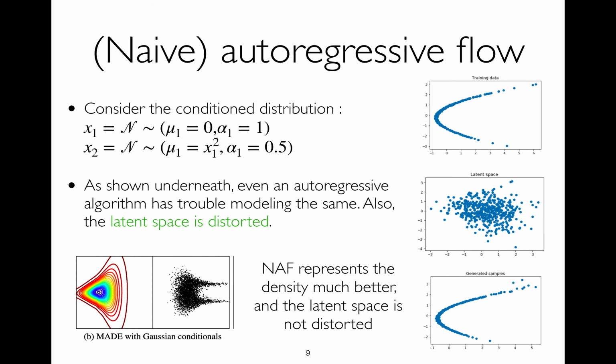So let's look at the evaluation for this naive autoregressive algorithm. On the right, I have training data from a conditional distribution. So x1 is normally distributed, x2 depends on x1. That's why it's a complex distribution. And if we look at the performance of algorithms like MADE, we see that they're terrible and they cannot model the density, and they also distort the latent space. And my naive autoregressive flow does slightly better, and the latent space is also not distorted.